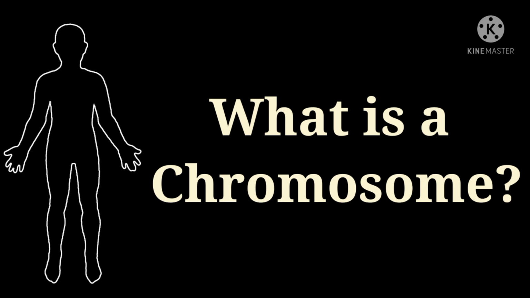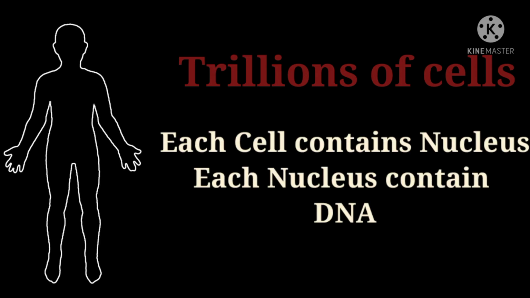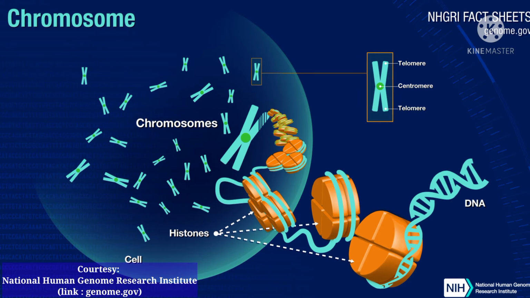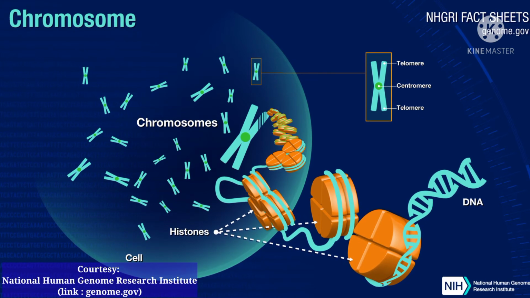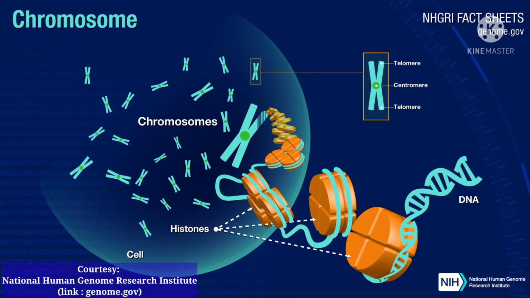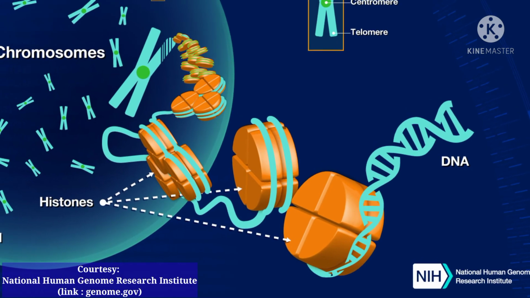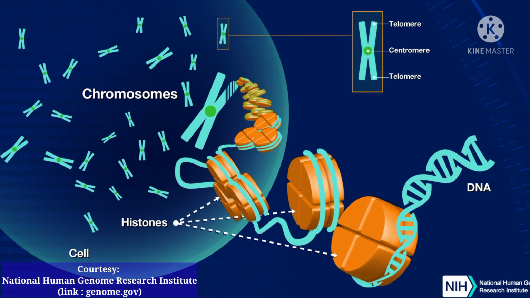Next, we'll see what a chromosome is. The human body contains approximately 100 trillion cells. Inside each cell, there is a nucleus, and DNA is found inside the nucleus. Each DNA molecule, which is a long thread-like structure, is tightly coiled many times around proteins called histones. This packaged form of the DNA is called a chromosome.